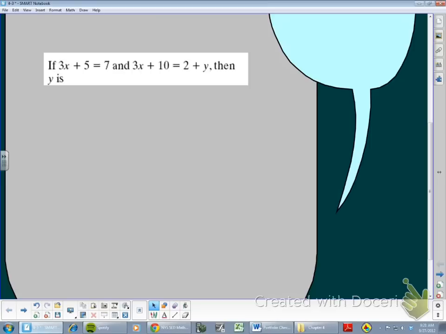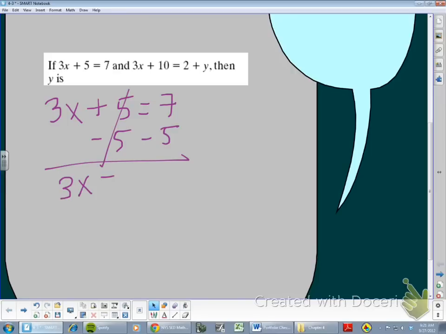Okay, now if 3x plus 5 is equal to 7 and 3x plus 10 is equal to 2 plus y, then we have to figure out what y is. So you might want to pause the video and try this on your own. What I would think of doing is solving this equation here. I'd subtract 5 from both sides, I'd have 3x is equal to 2, and then I'd divide each side by 3 to get x is equal to 2/3.